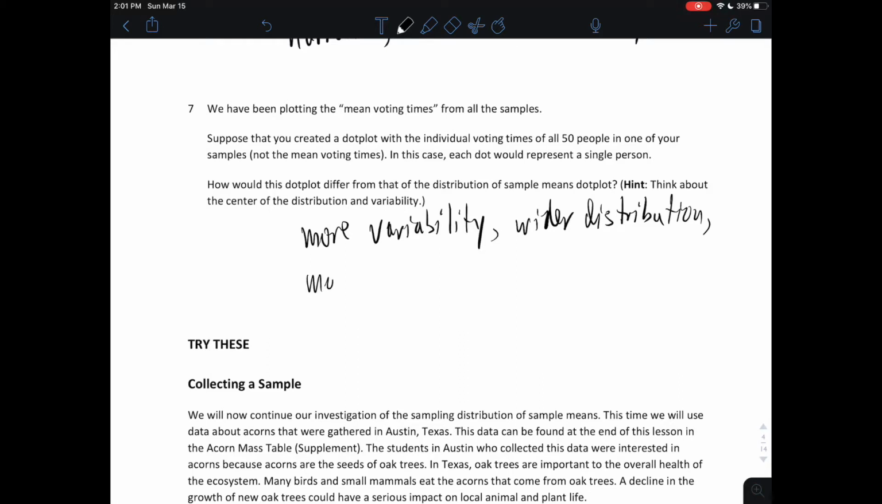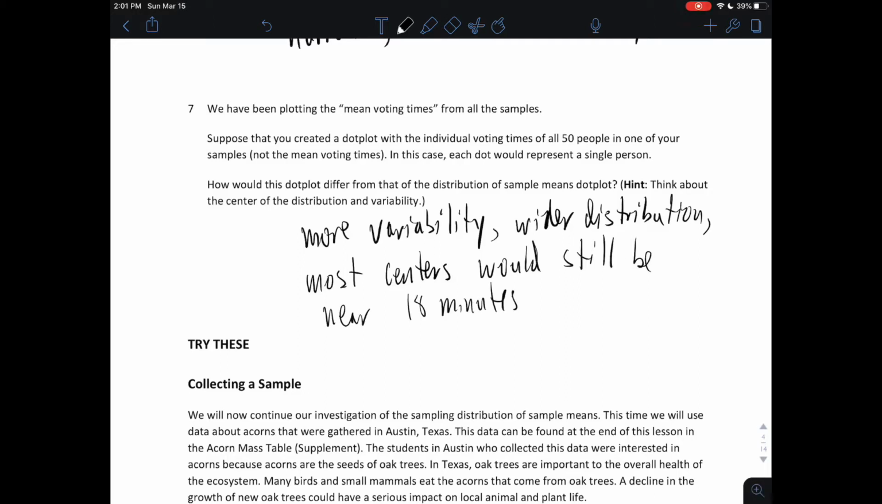And we could also say most centers would still be near 18 minutes. But of course, there would be a lot of variability in those centers as well.